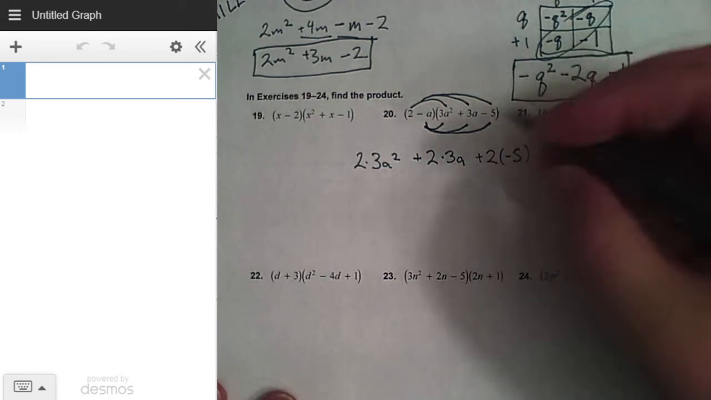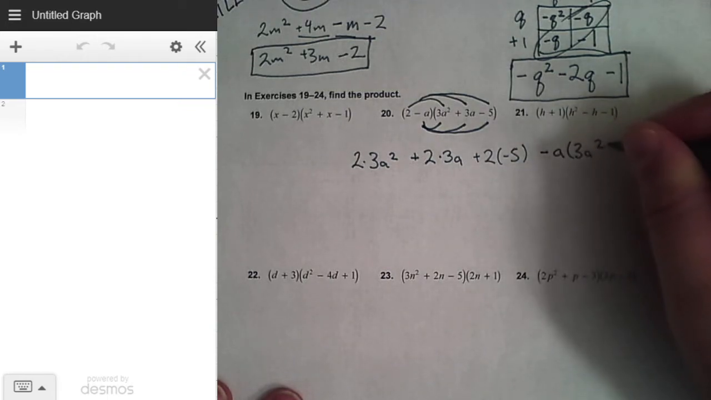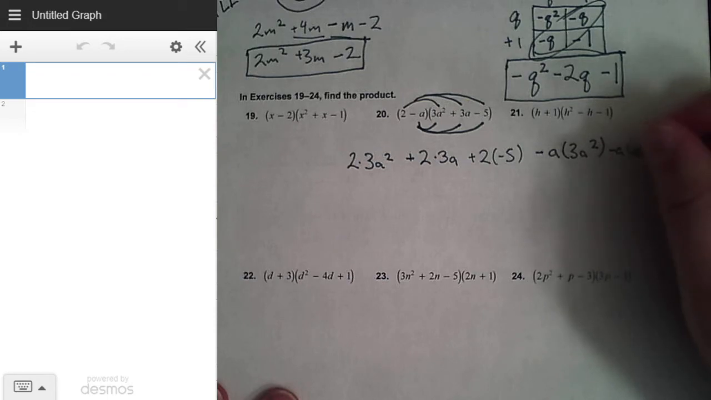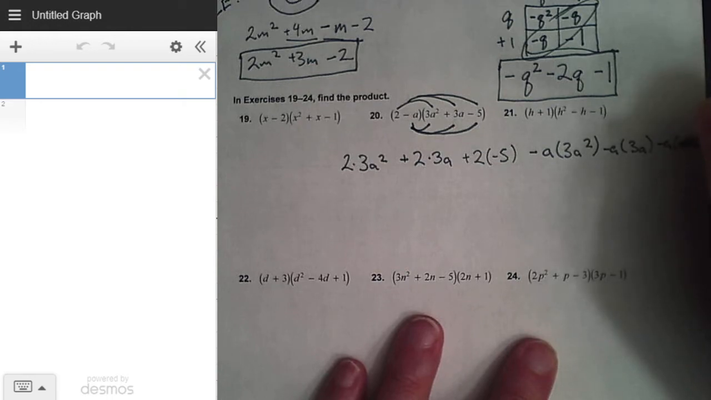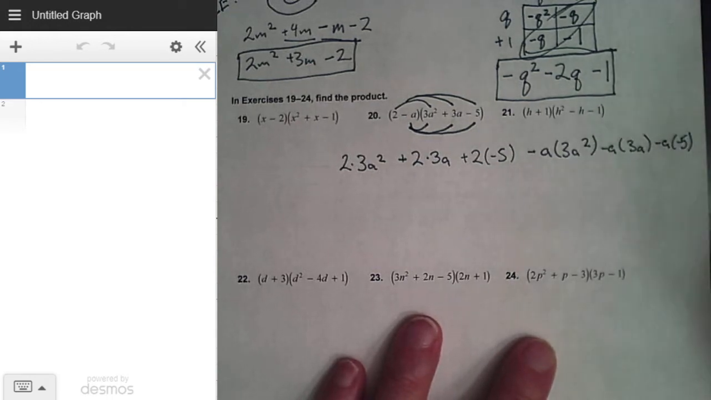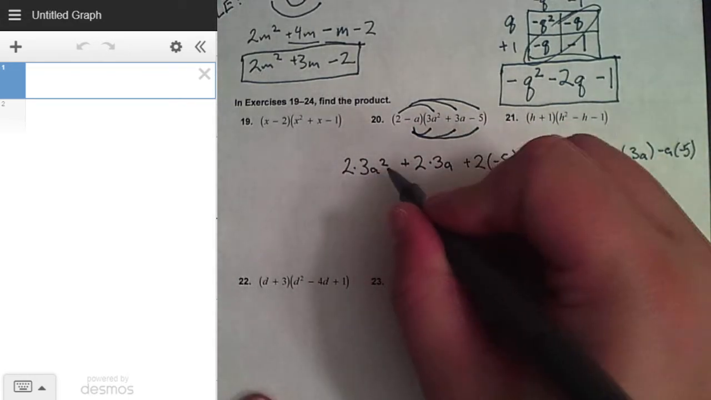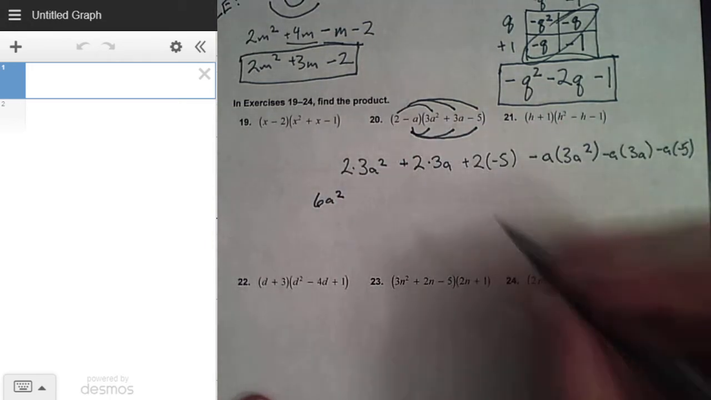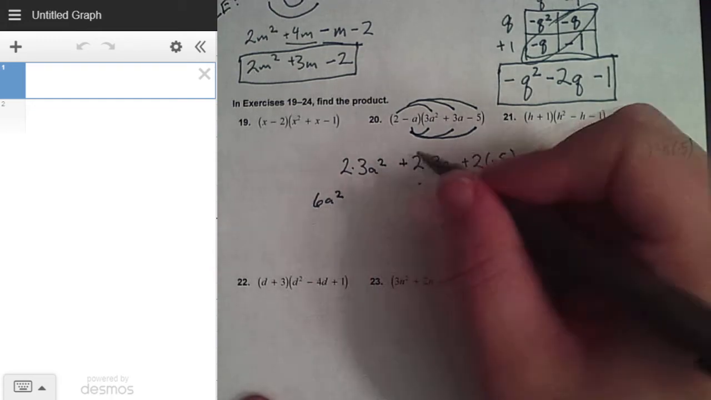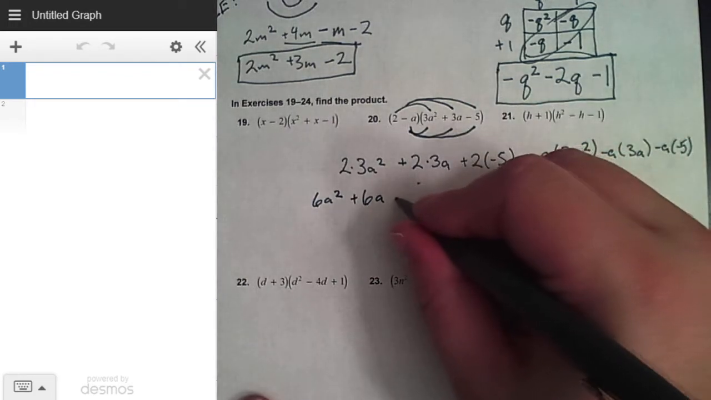Okay, and then we have that negative a times 3a squared, then negative a times the 3a, and that negative a times negative 5. I need to scoot things back over here. So 2 times 3a squared is 6a squared. 2 times 3a is 6a. 2 times negative 5 is going to be negative 10.